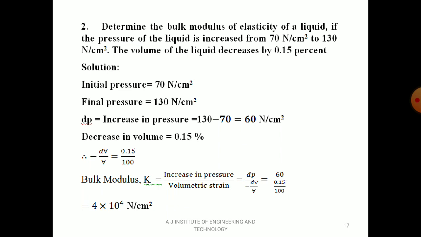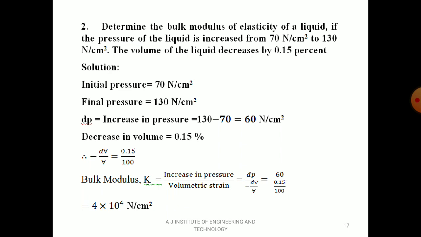If the pressure of the fluid is increased from 70 Newton per centimeter square, that is the initial pressure given, to 130 Newton per centimeter square, that is the final pressure. The volume of the liquid decreases by 0.15%. It is given as a percentage, so there is a volumetric strain, dV divided by V, equal to 0.15.